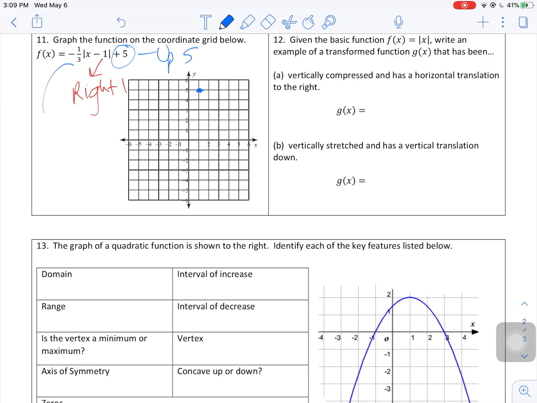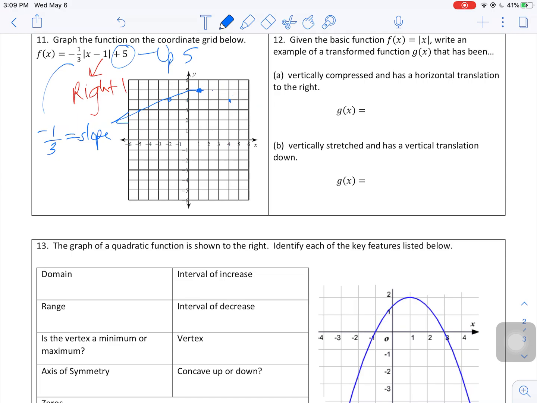And then the -1/3 becomes the slope. So from that new blue point on the graph, I want to go down 1 and then right 3. And then to get the other side of the v, I'll go down 1 and then left 3. Down 1, left 3. And then just connect your dots to draw your new v.